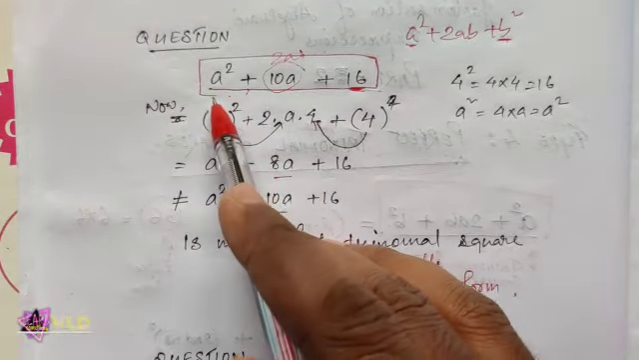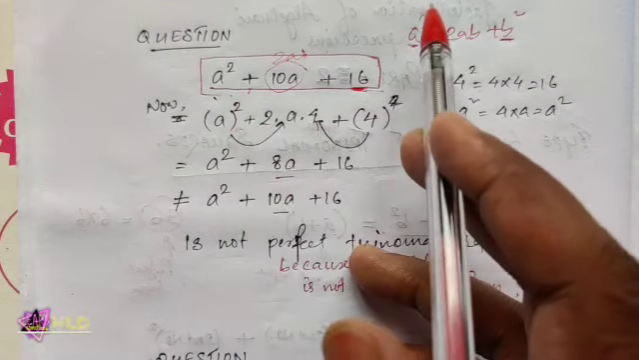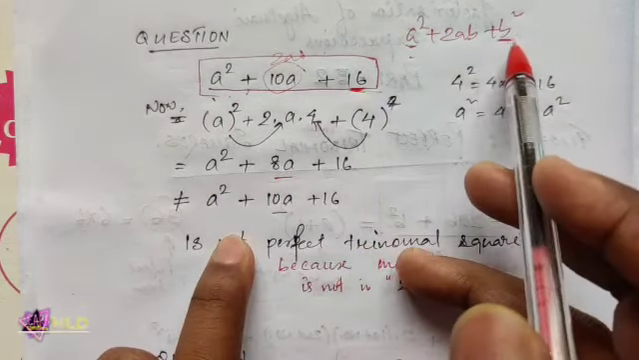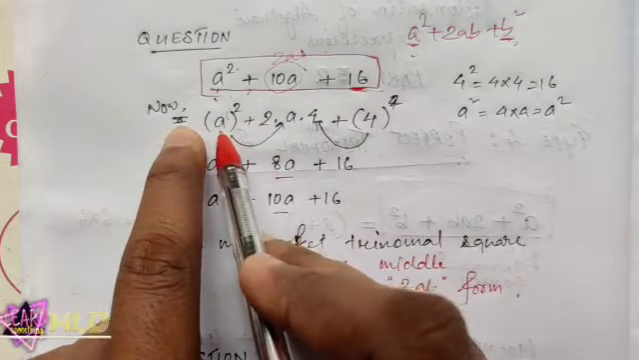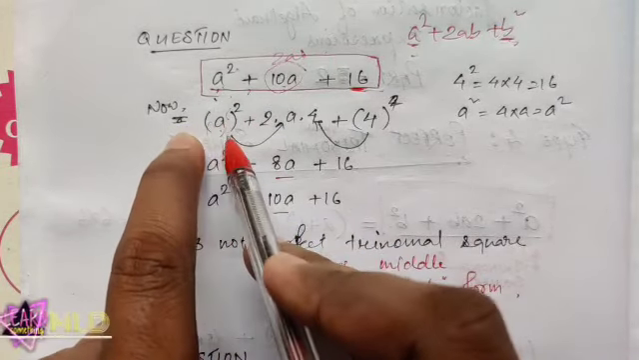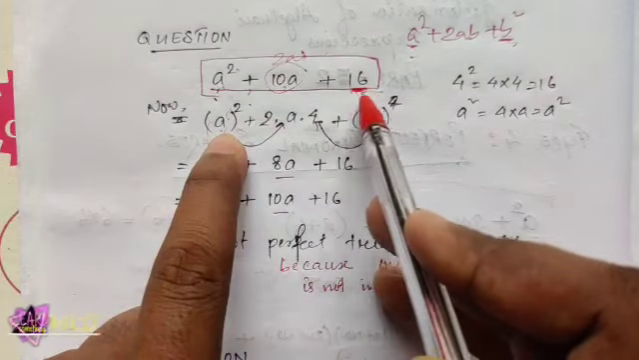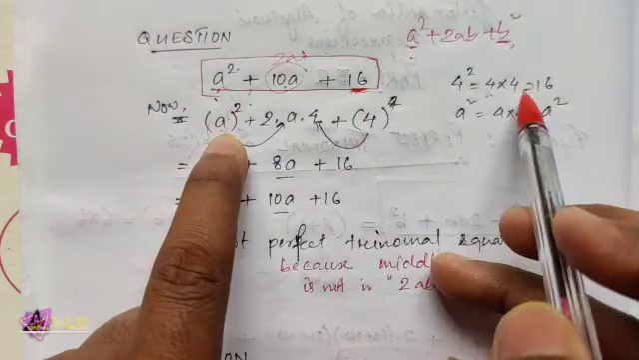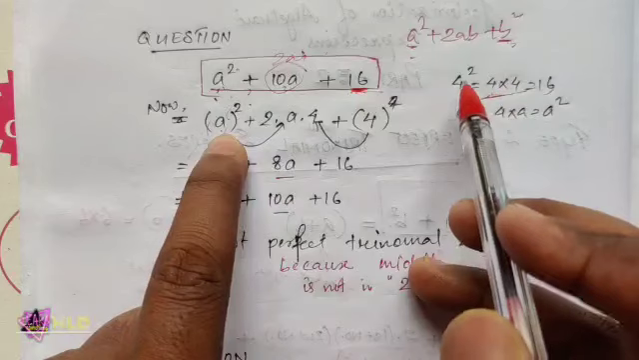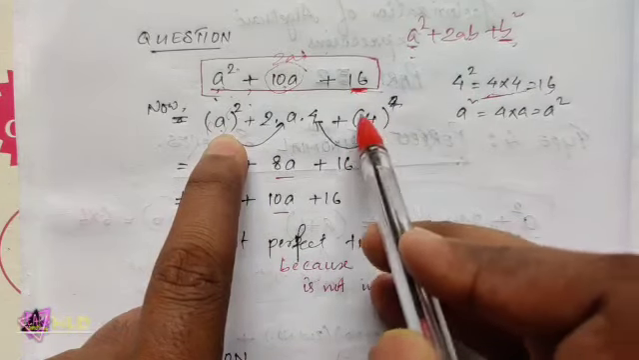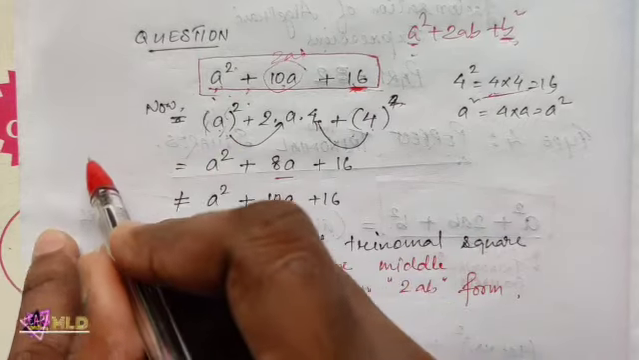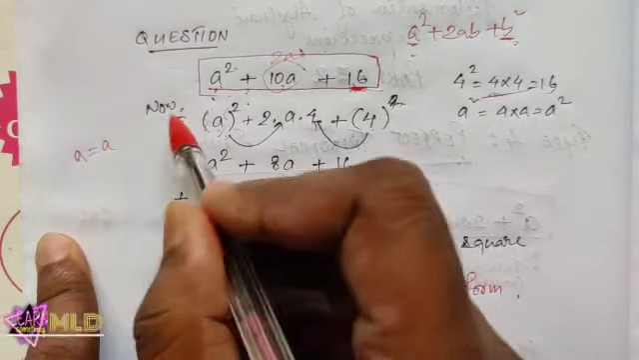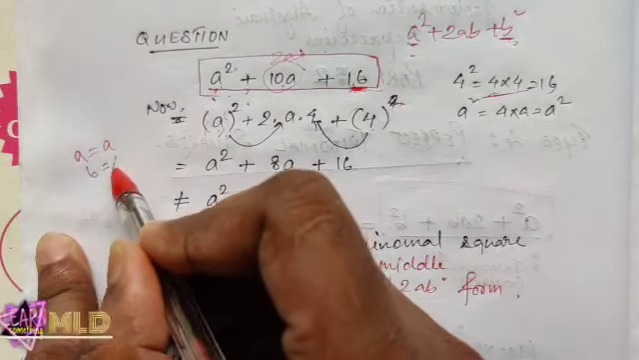First let us find the two squares which will take the place of a and which will take the place of b. For the first term, a square, that means a multiplied 2 times gives a square, so a whole square. And 16, you know 4 multiplied 2 times gives 16, so we can write 4 square. If you put 4 and square it, you will get 16. So now the first term is a, and the second term b is 4.